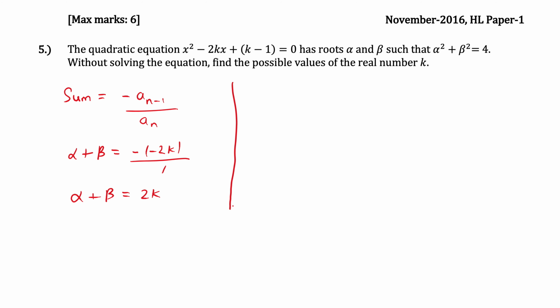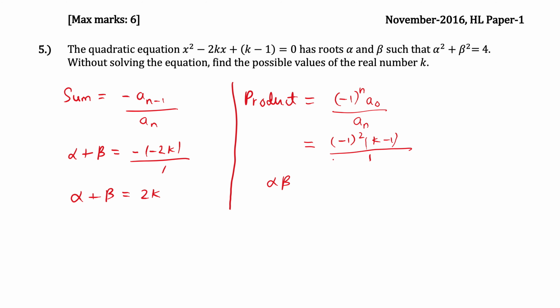Now similarly, we can use the product of roots formula. So the product of the roots of a polynomial that equals 0 is given by negative 1 to the power of n, a_0 upon a_n. a_0 represents the constant term in the polynomial, a_n represents the coefficient of the largest power, and n represents the degree of the polynomial. So the product of this quadratic will equal negative 1 to the power of 2, a_0, which is k minus 1, upon a_n, which is just 1. So alpha times beta, which are the two roots, is equal to k minus 1.